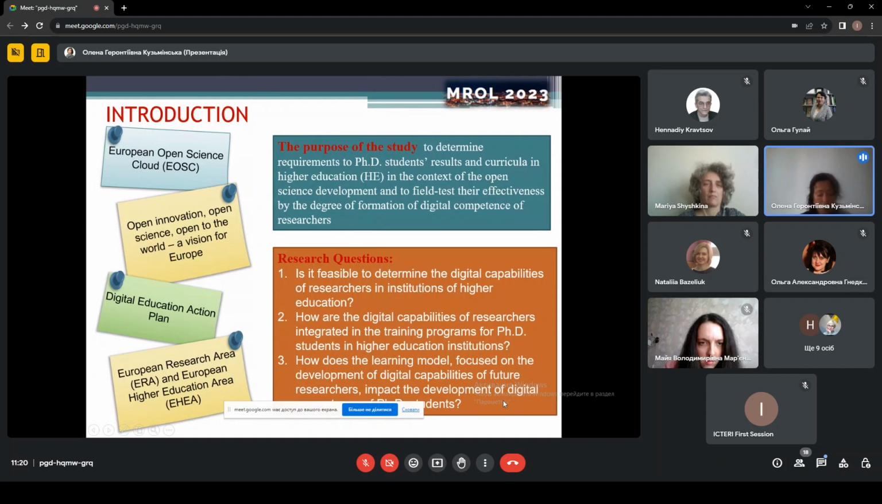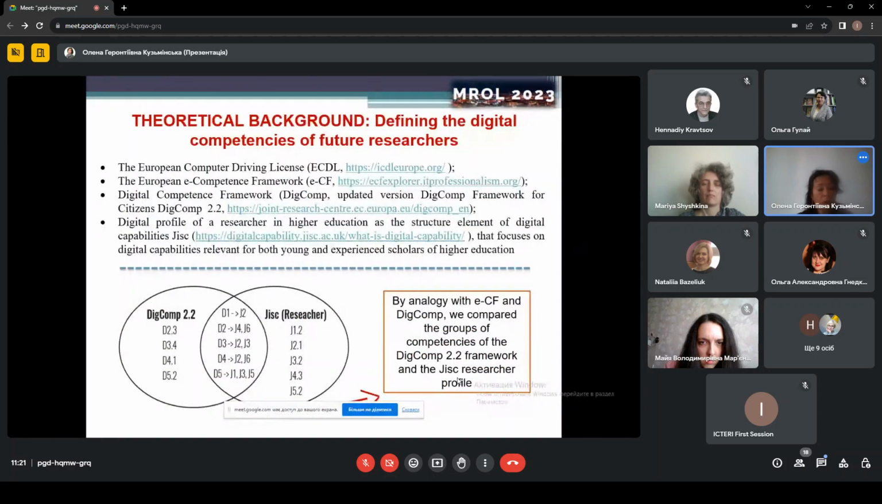The theoretical basis of our study is the definition of the digital competencies of future researchers and the use of the DECUM model for curriculum development. Let's consider them. For defining the digital competencies of future researchers, we analyzed the existing models of digital or information communication competencies and cases of their application in the process of training specialists. These documents, frameworks, and models you can see on this slide.